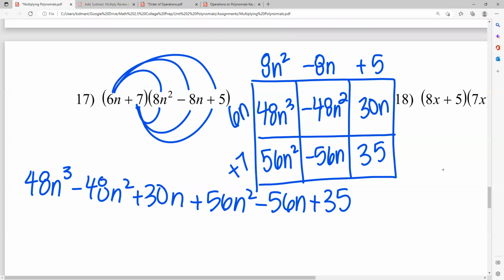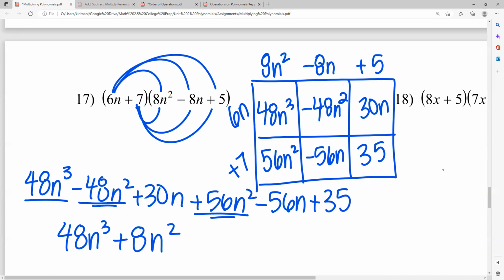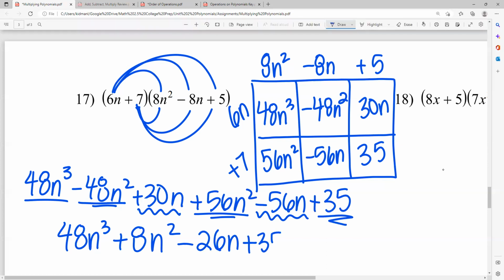But as we're doing it, we have no other n to the power of 3s, so we are going to write our final answer with 48n to the third. Now I've got 2 n squareds. I've got a -48n squared term and a +56n squared term. So -48 plus 56 gives us a +8n squared. Then we have our 30n and our -56n. Those add up to be a -26n. Then we are left here with our +35.